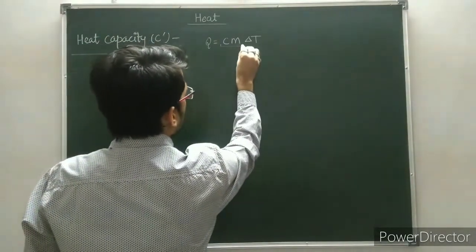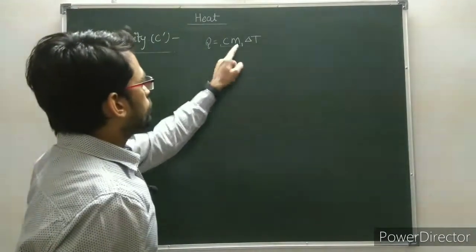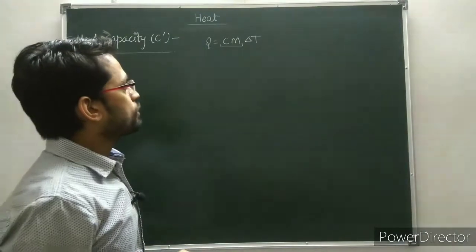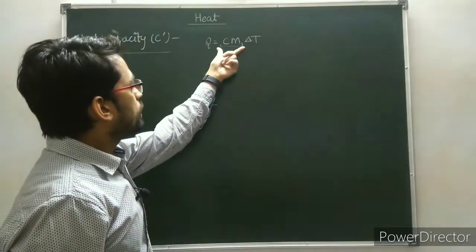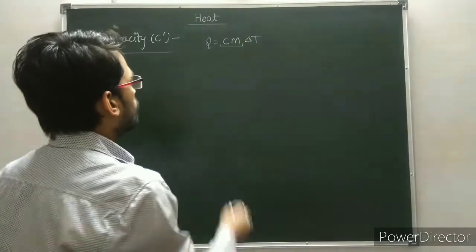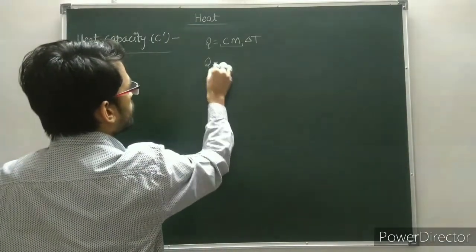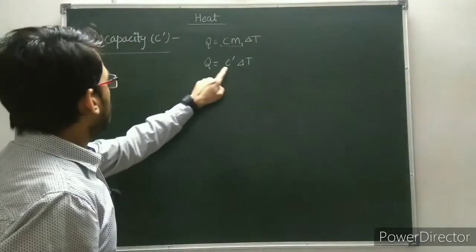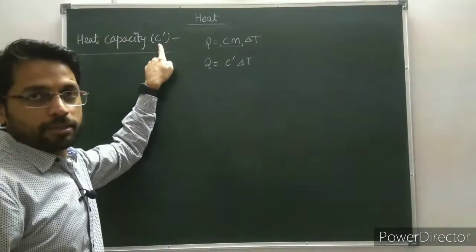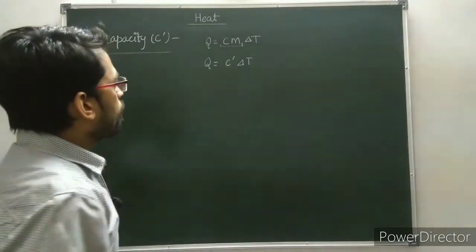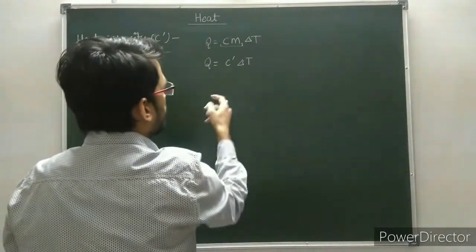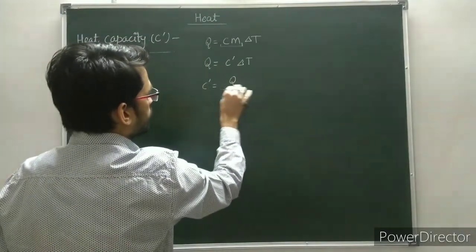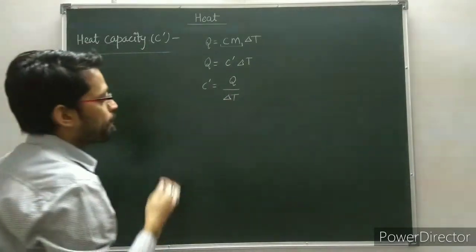Now look at this product C into m, where C is the specific heat capacity of the material and m is the mass of the material. This product is known as heat capacity. So we can write Q = C' delta T. Heat capacity is denoted by the symbol C' or C prime. Now write the expression for C', that is heat capacity: Q divided by delta T.